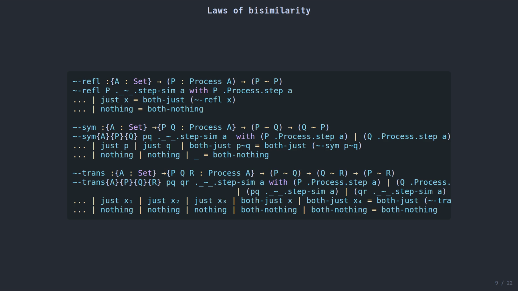And the third lemma shows transitivity. If P matches Q and Q matches R, then P matches R. Step for step, all the way down. These three properties tell us that bisimilarity is an equivalence relation on processes.